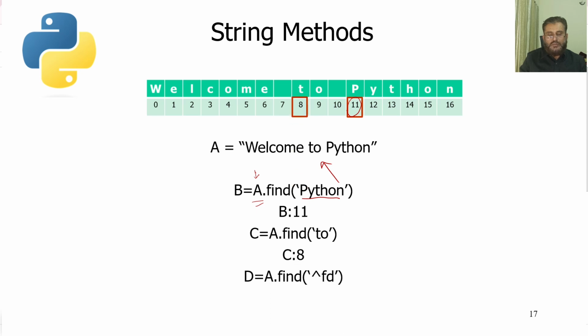And there is also a possibility that we don't have the substring contained in the given string. Like here, fd is the string which we want to find in the string welcome to Python. That does not exist. In this case, the find method will return -1, which means that this substring does not exist in the given string.